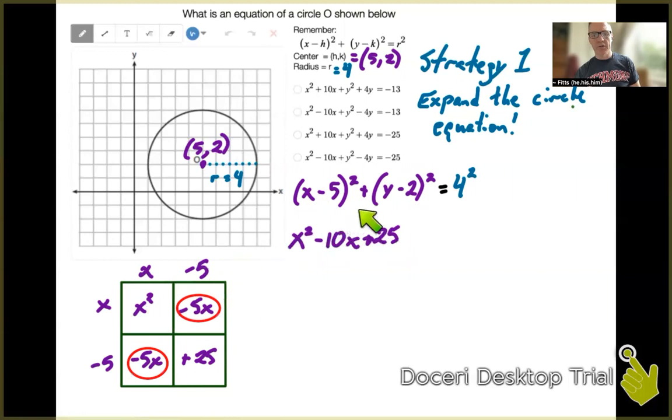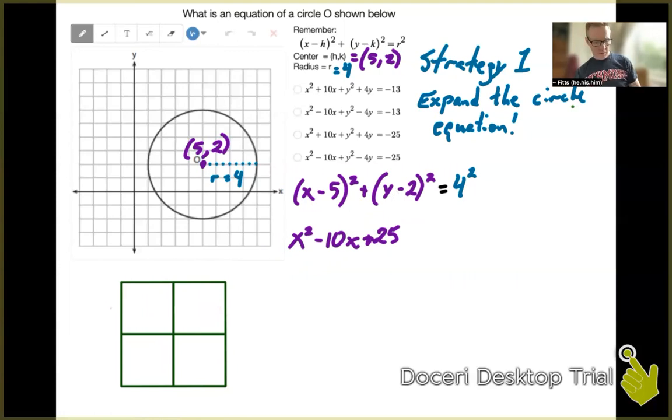All right, so I want to do the same thing for this y binomial right here. So let's go ahead and take a look. If you want to pause the video and try it yourself, go ahead. But here we go. So it's the same process. I'm going to label these. So it's going to be y minus 2.